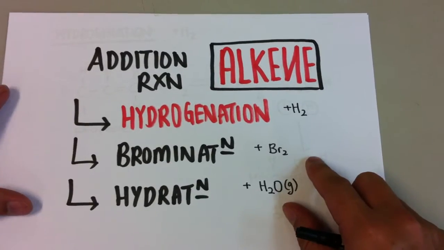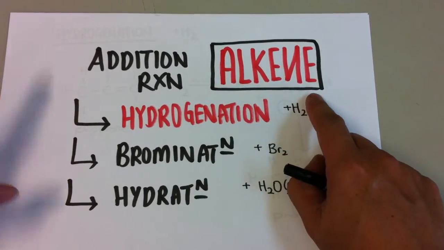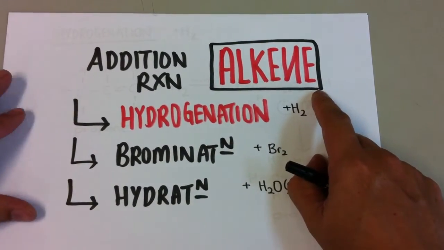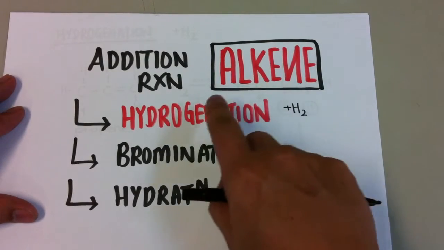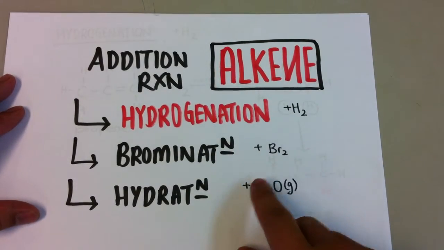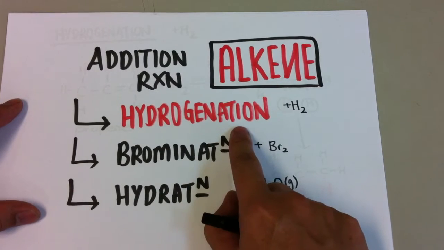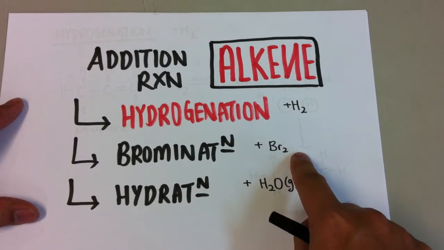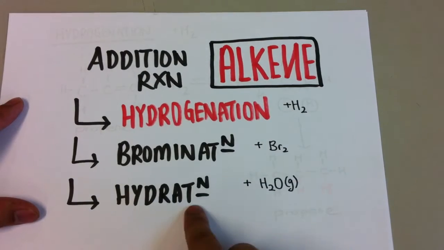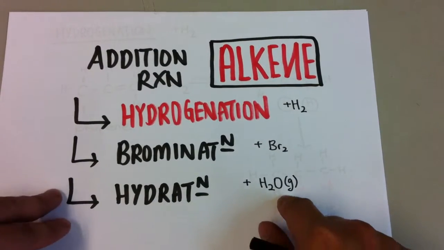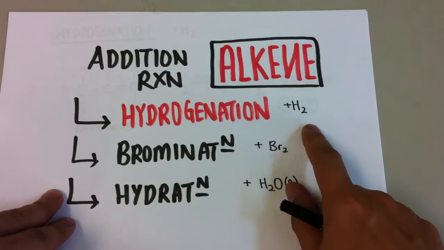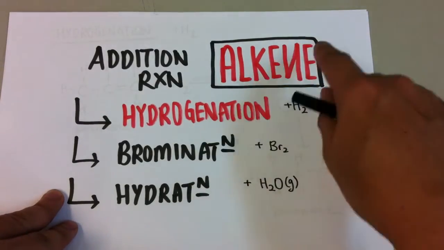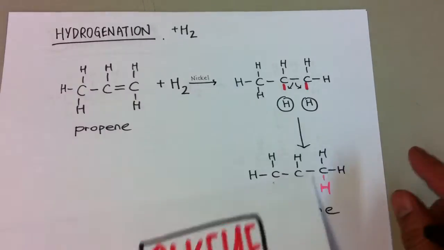This video is on addition reactions of alkenes. Now, alkenes, because they have the double carbon bond, will go through three types of addition reaction: hydrogenation with hydrogen, bromination with bromine or aqueous bromine, and hydration with steam. So now what we're going to do is study the reactions of these three with alkenes.